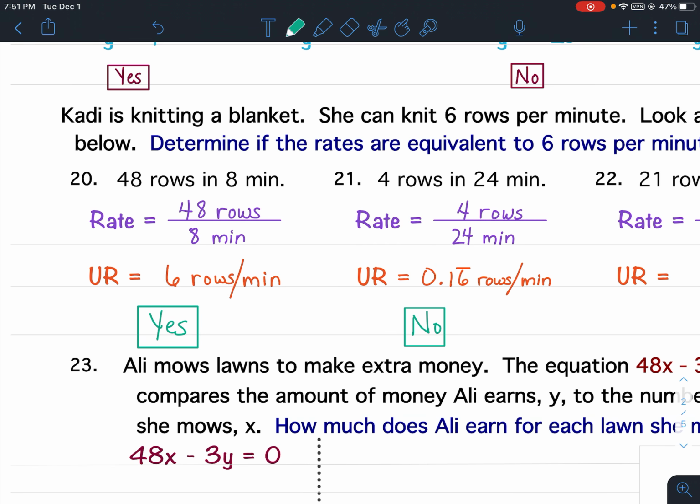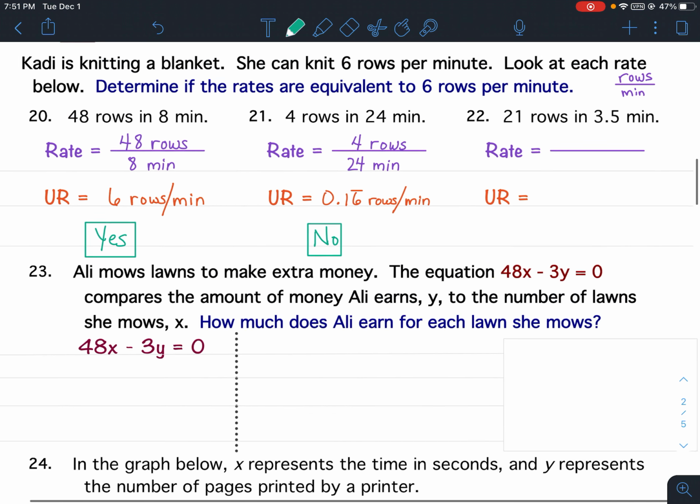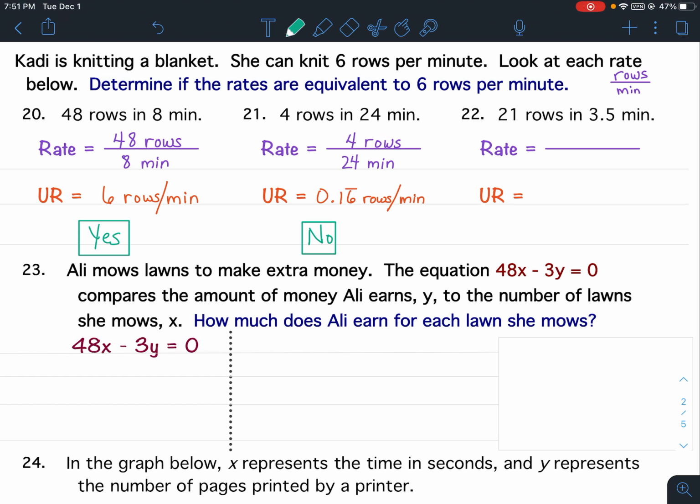So you're on your own for number 22. Again, put the number of rows over top the number of minutes, and divide it out. If your answer is 6, it'd be 6 rows per minute, and your answer is yes. If you don't get 6, your answer is no. If you have any questions on 20 through 22, please let me know.